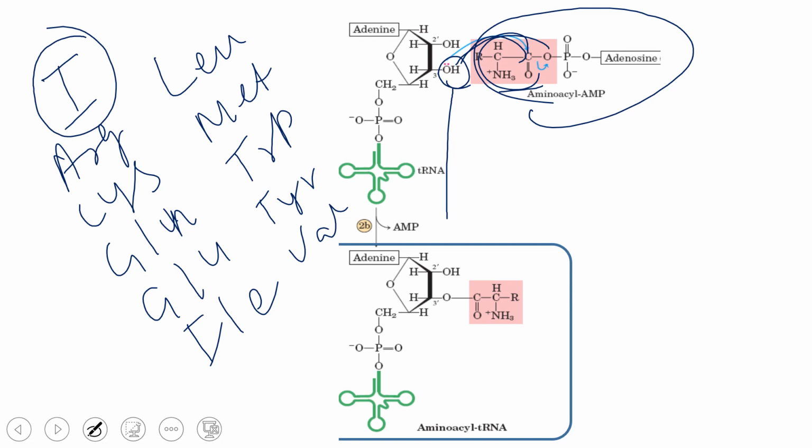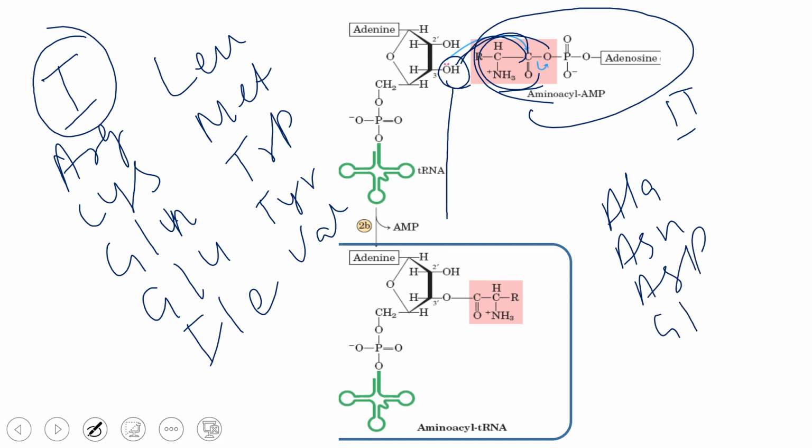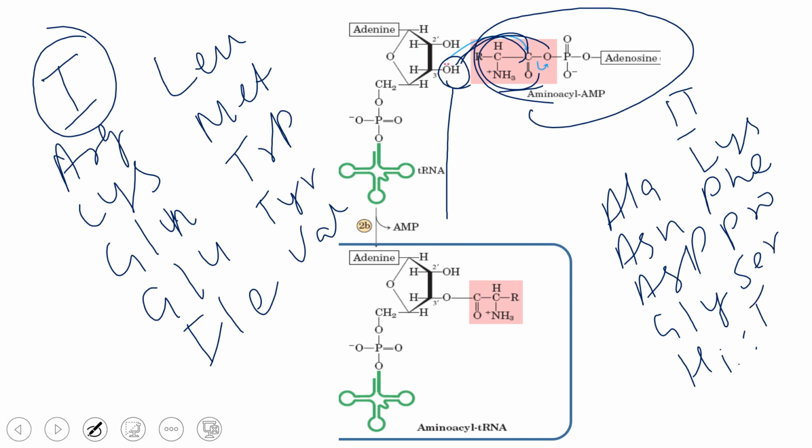So the second reaction happens in 2 stages. And the type 2 enzyme is for alanine, asparagine, aspartic acid, glycine, histidine, lysine, phenylalanine, proline, serine, and threonine. This is histidine. So for these 10 amino acids we have type 2 enzymes.